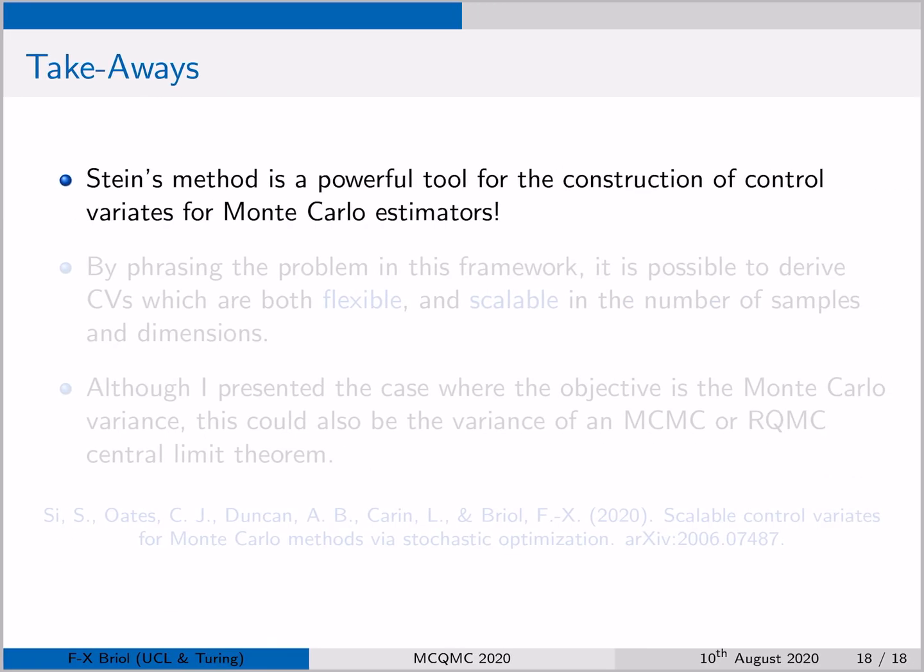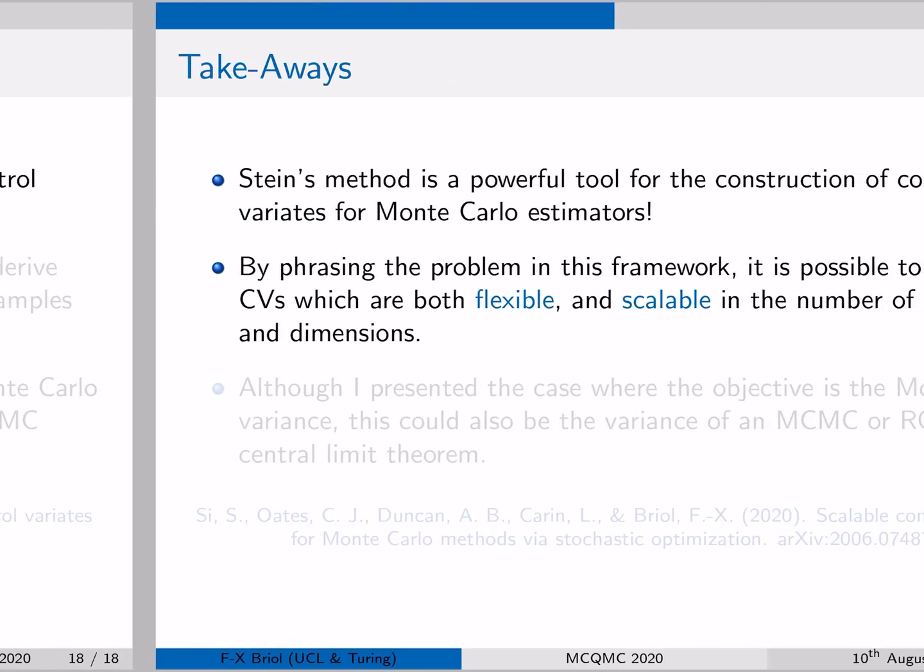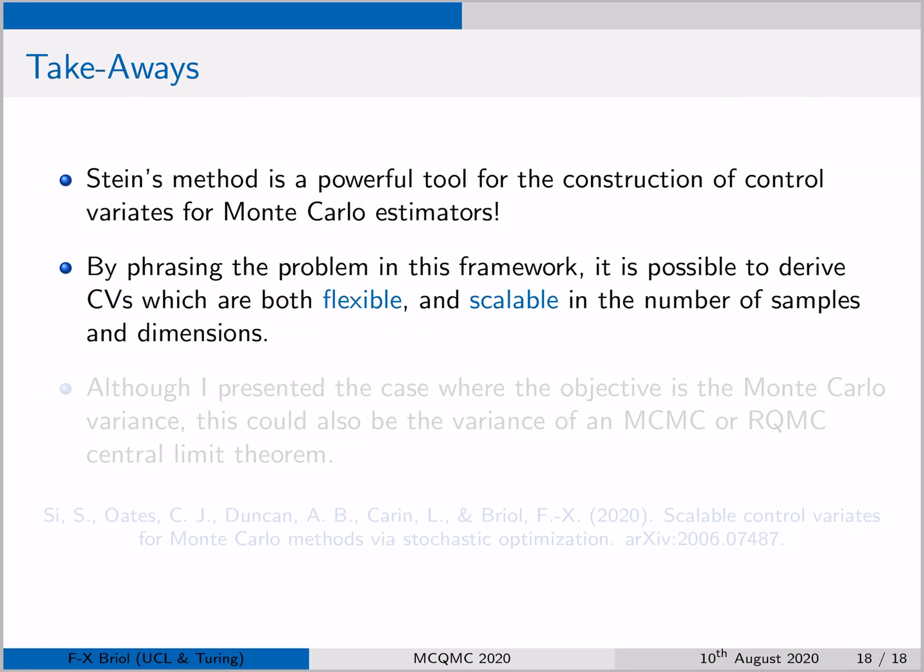So that's it. I hope that you've enjoyed this talk. In summary, Stein's method is a very powerful tool for computational statistics, and in particular for constructing control variates. In this talk, what I tried to highlight is how this general approach can be made quite flexible and scalable, so that we get quite expressive classes of control variates, which can tackle quite challenging problems.